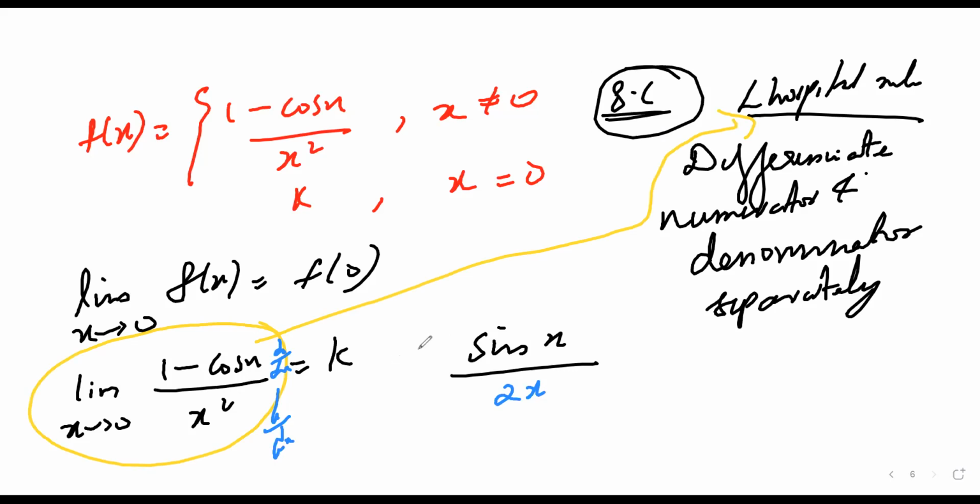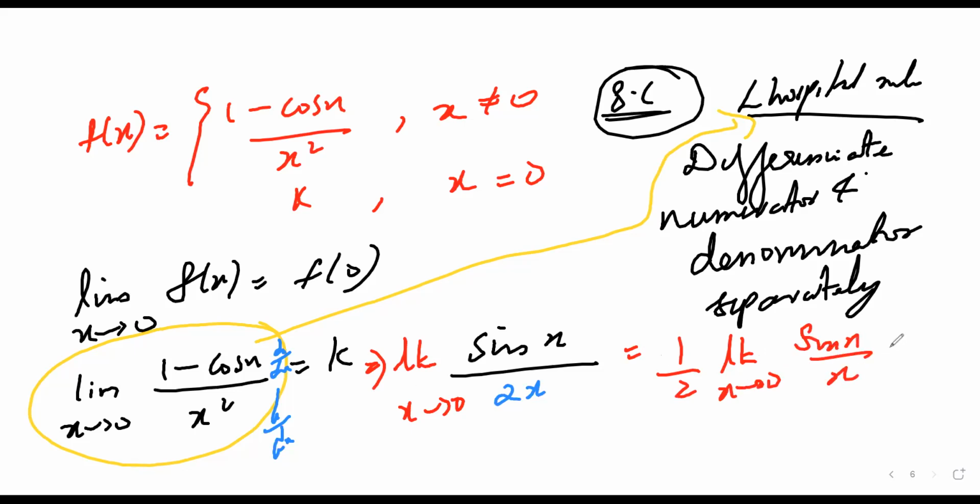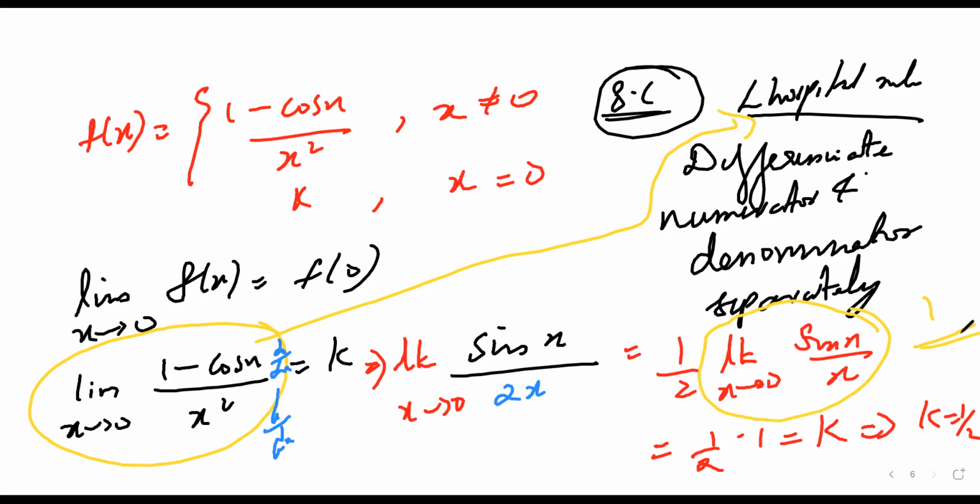So I can put here limit x tends to 0, and 2 I can take outside. 1 by 2 limit x to 0 sin x by x. Sin x by x, I already know the formula: limit x to 0 sin x by x is 1 itself. So it is 1 by 2 into 1, that is equal to k. So the k value is 1 by 2.